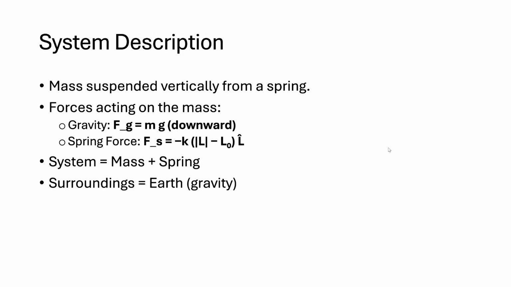System description. The system I modeled was a mass attached to a vertical spring. Gravity pulled the mass down and the spring pulled upwards according to Hooke's law, when it stretched or compressed. The system included the mass and the spring, while the surroundings consisted of the Earth, which provides gravity and an anchor point.